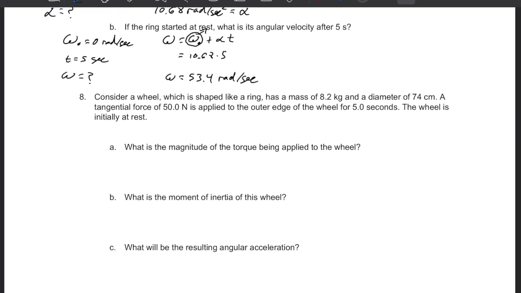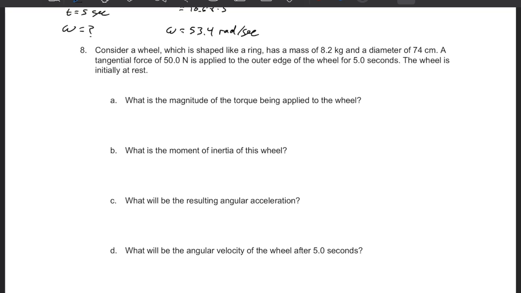Consider a wheel which is shaped like a ring. Okay, so we have that it's a ring. Has a mass of 8.2 kilograms. So let's go ahead and record our mass at 8.2 kilograms and a diameter of 74 centimeters. All right, diameter 74 centimeters means the radius is 37 centimeters. We need this in meters. 37 centimeters would be 0.37 meters.